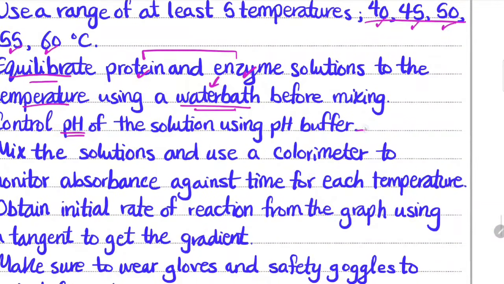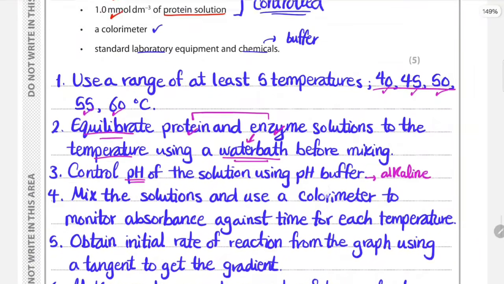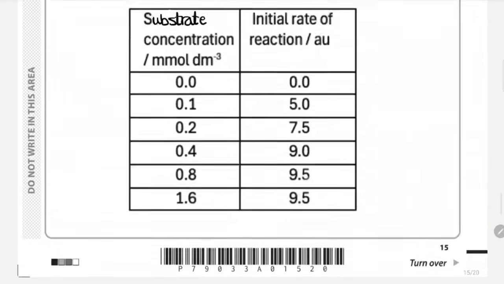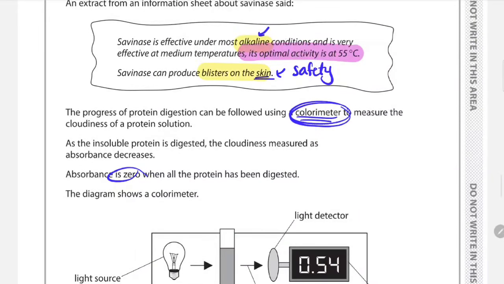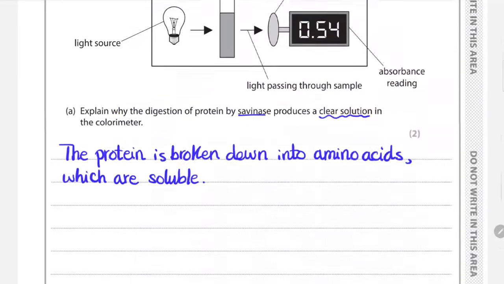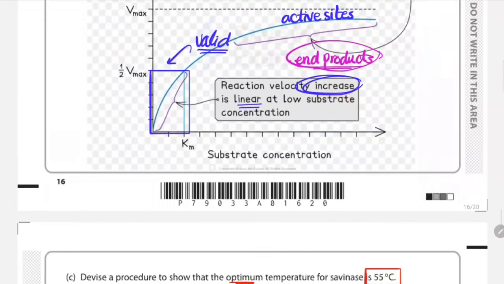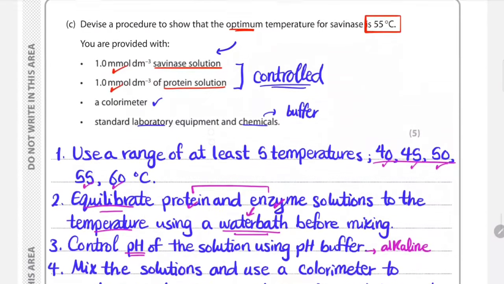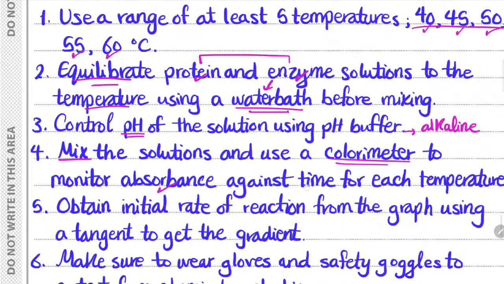I could also say I have to make it alkaline, and this was mentioned in the question that the pH it works best at, its optimum, was alkaline. Okay, so I can make it its optimal pH for the temperature to be the only factor affecting the experiment. Mix the solutions and use a colorimeter to monitor the absorbance against time.